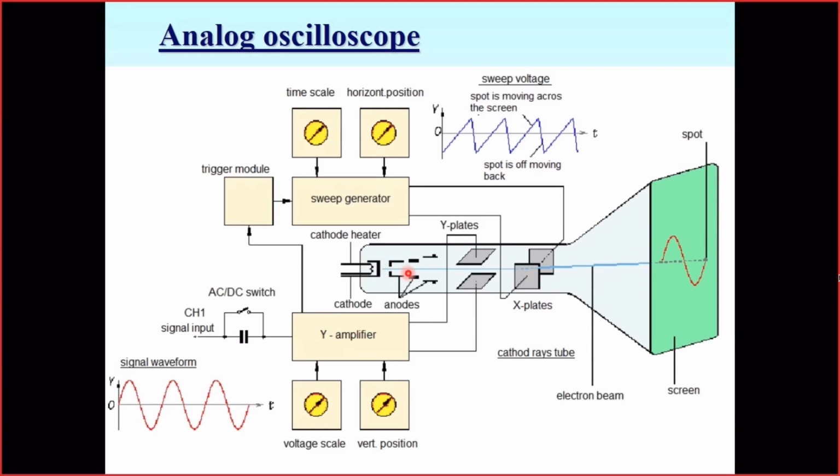So this narrow beam goes through two pairs of plates, just metallic plates. It's nothing else. It's really made from metal.